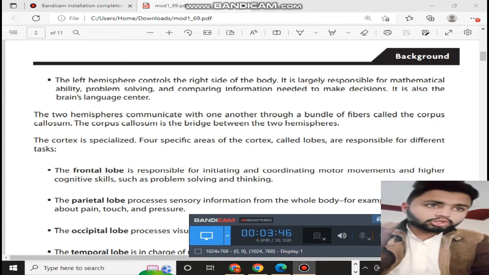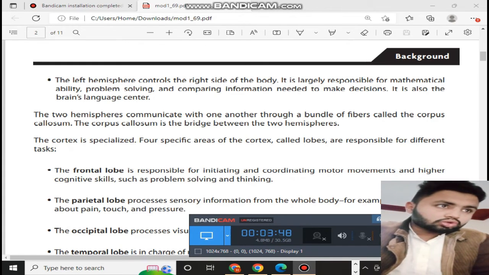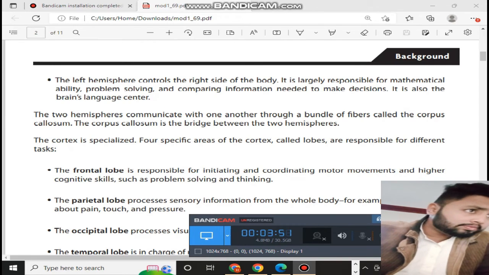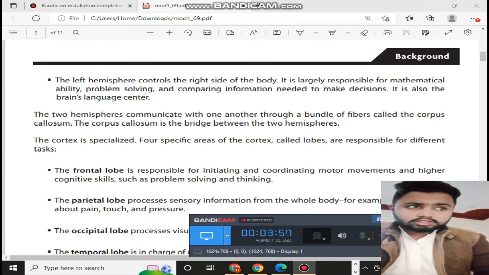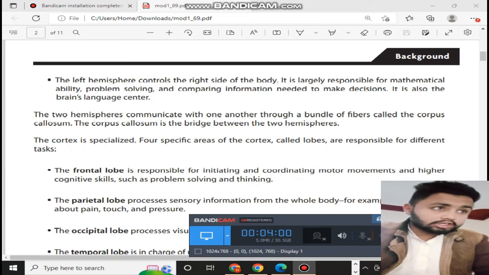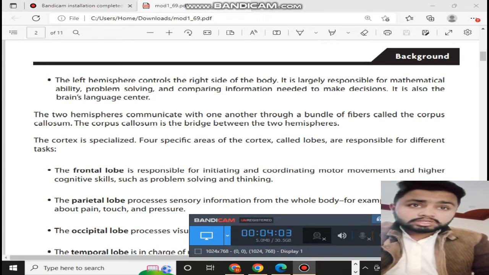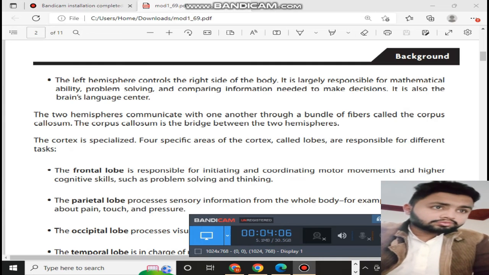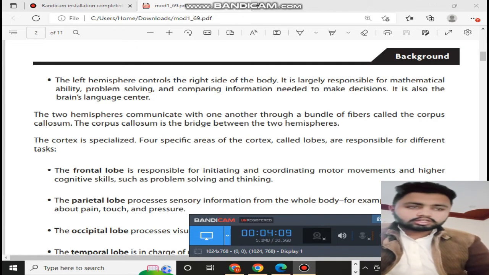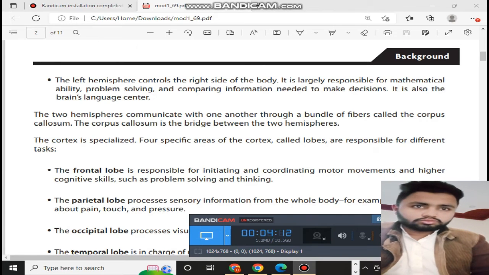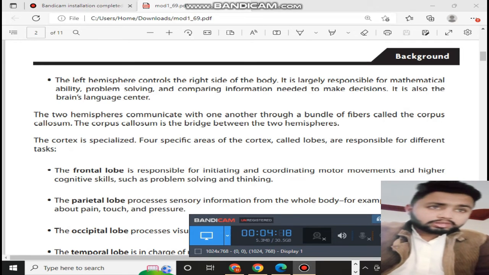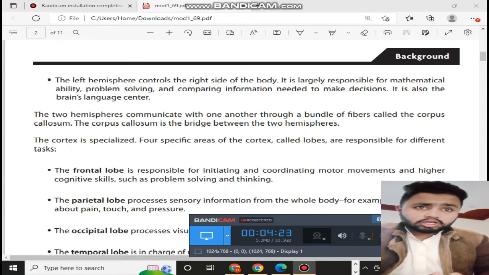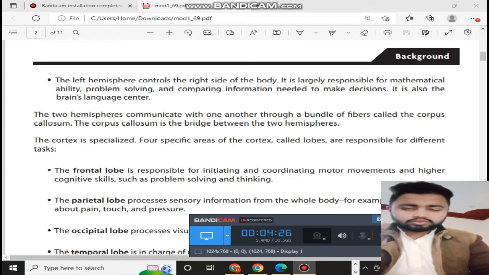The two hemispheres communicate with one another through a bundle of fibers called the corpus callosum. In this line we have found a new definition. Basically, the two hemispheres communicate with one another through a bundle of fibers called the corpus callosum. This is another very important definition. The corpus callosum is the bridge between the two hemispheres.